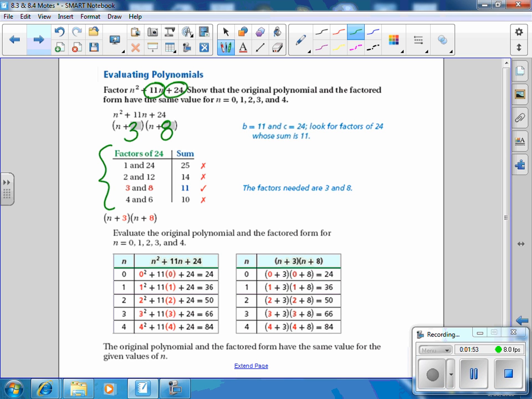And then once they did that, they said, well, do I get the same things when I plug in numbers for n in the expanded form and then in the factored form? And this is something we've already done, but you might be asked a question that's stated like this: to factor, and then show that the original polynomial, so this is your expanded form, and the factored form have the same value for just any numbers that they gave you. And in this case, they gave you 0, 1, 2, 3, and 4. So if you have questions about that, I'll answer them tomorrow, but hopefully everybody knows what they're doing with that.